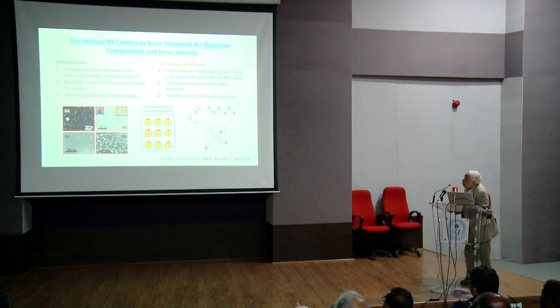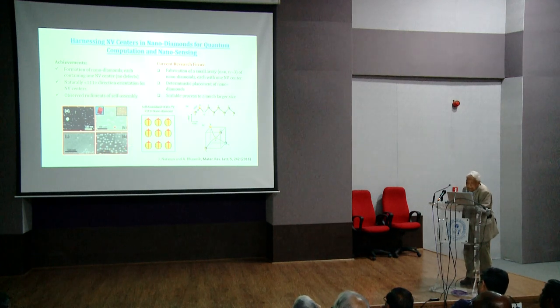Interesting thing is that you have to align them exactly in the 1-1-1 direction. And that's what we have done. If we grow them on sapphire 001, then diamond grows 1-1-1. You can control the orientation, and you can see you can self-organize them. We have already made them, and they are pretty close. And if I can entangle them, that is a quantum computer.